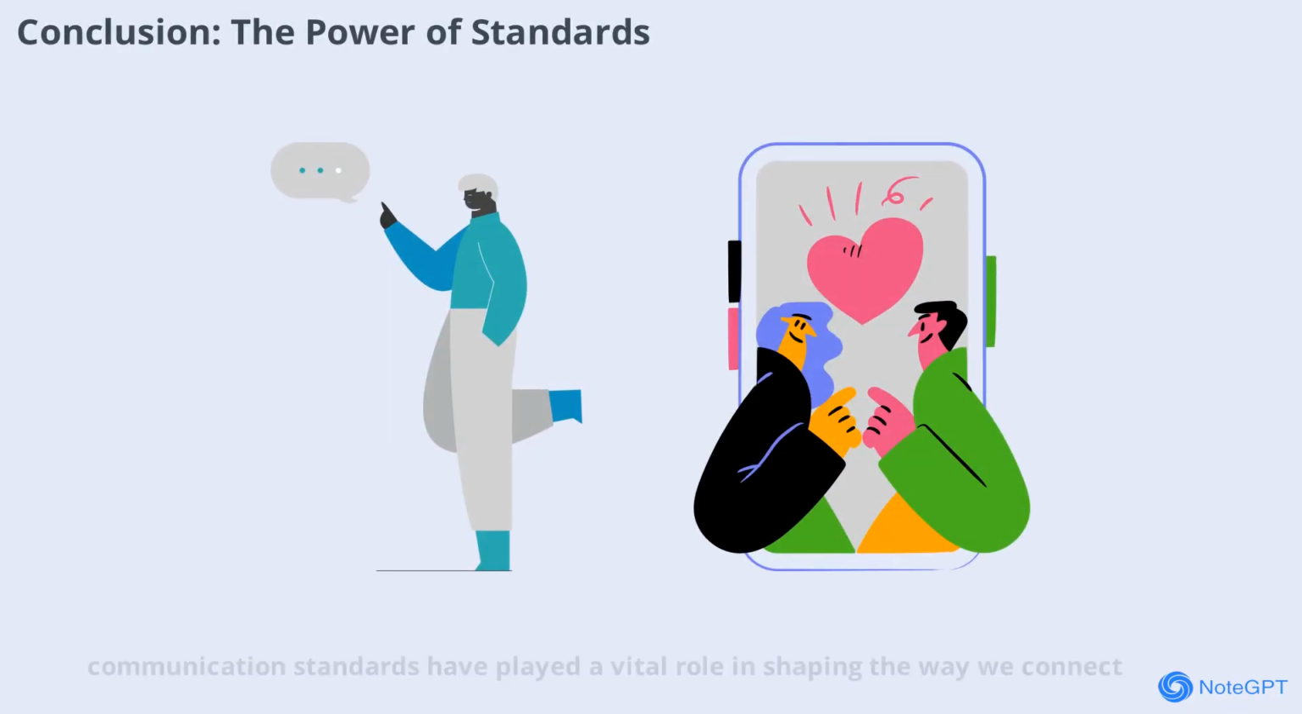Conclusion: communication standards have played a vital role in shaping the way we connect, share, and collaborate. From the early days of radio and analog television to the modern era of digital communication, these standards have enabled innovation, interoperability, and global connectivity. As technology continues to evolve, the importance of communication standards will only grow, ensuring that we can continue to build a more connected and inclusive world.